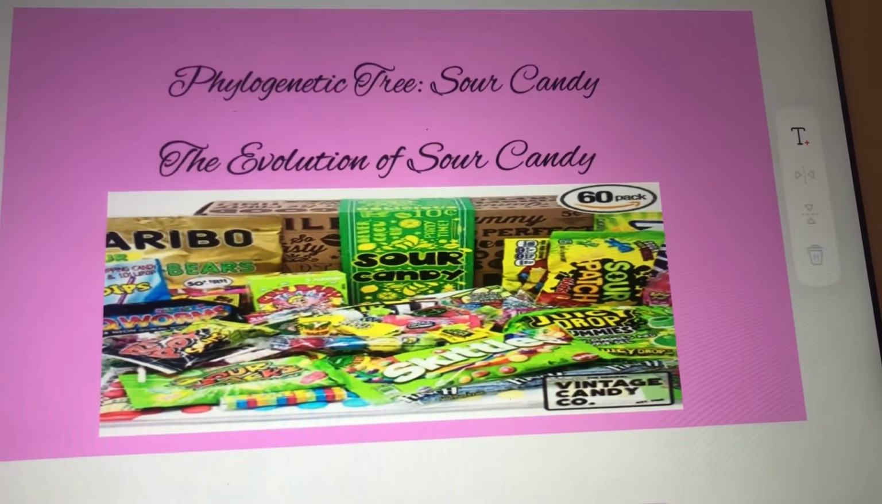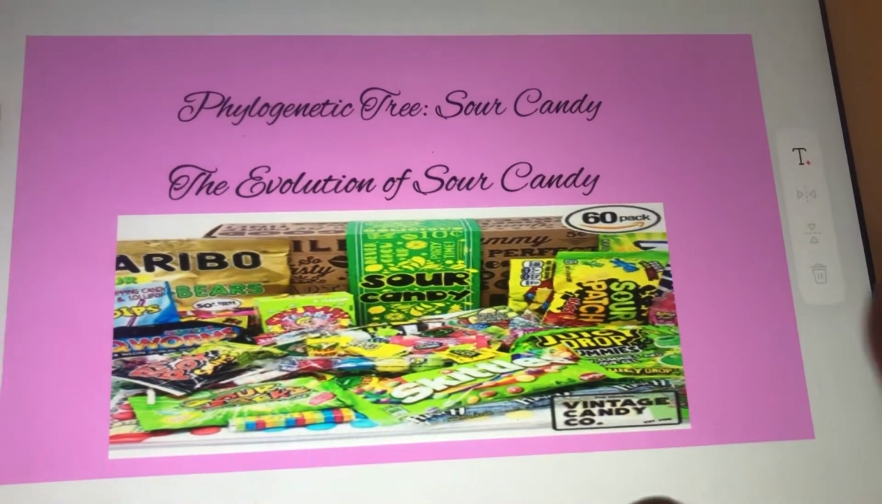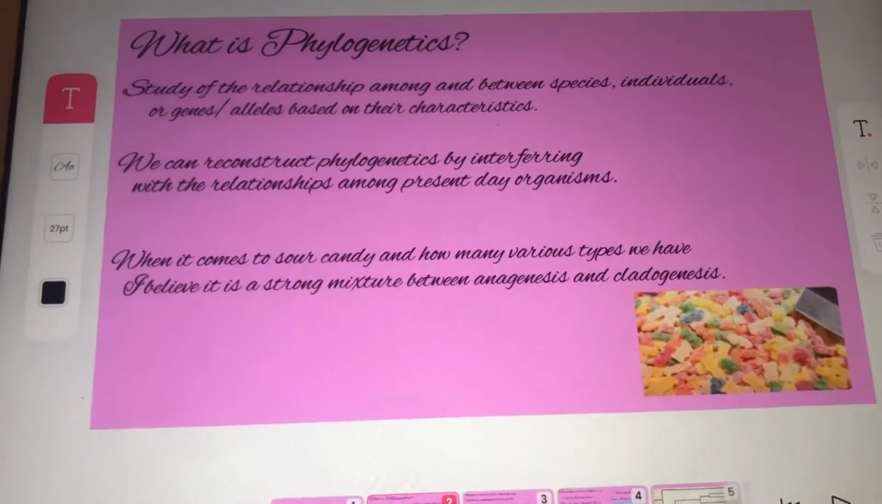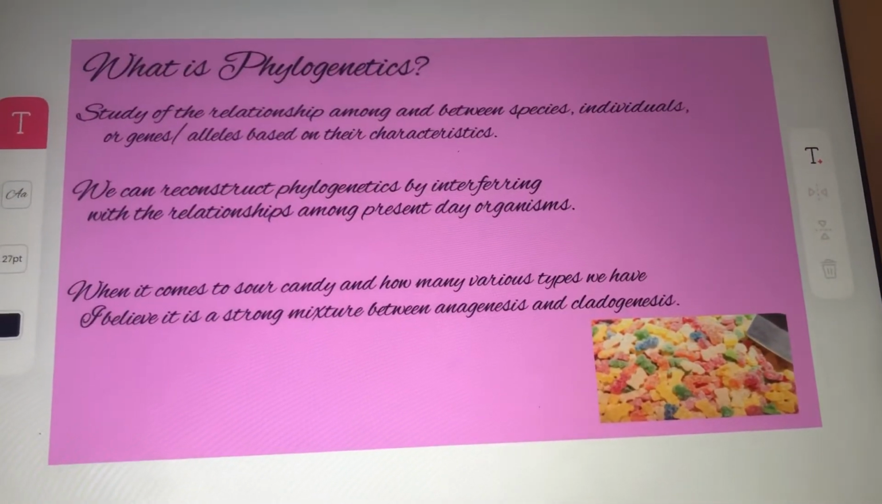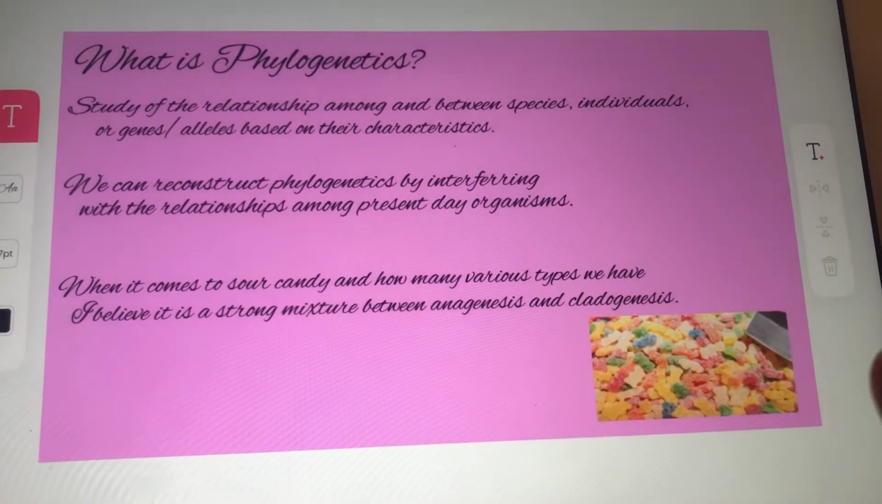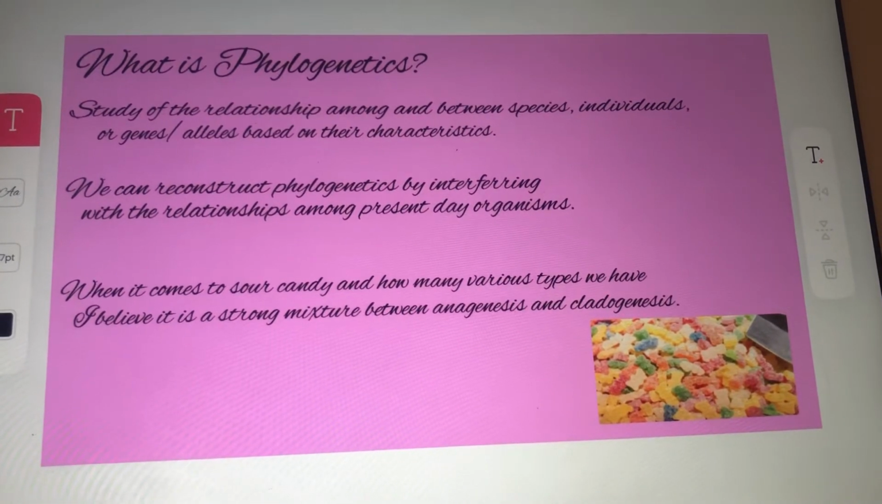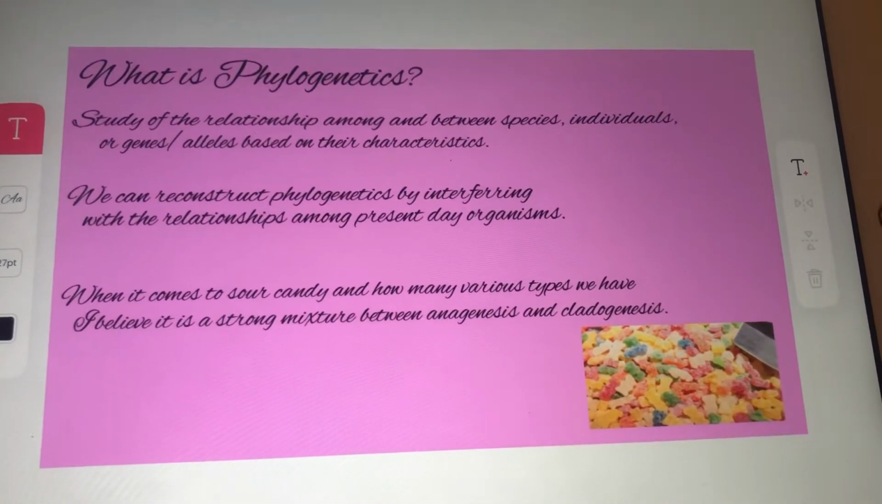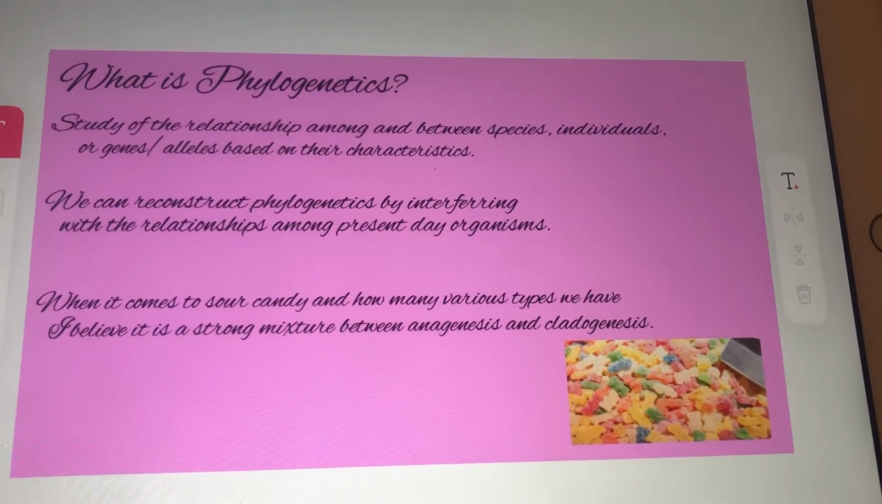Hey guys, and today I'm going to be going over the phylogenetic tree of sour candy, the evolution of sour candy. So what is phylogenetics? It's the study of the relationship among and between species, individuals, or genes, alleles based on their characteristics. We can reconstruct phylogenetics by inferring the relationships among present-day organisms.